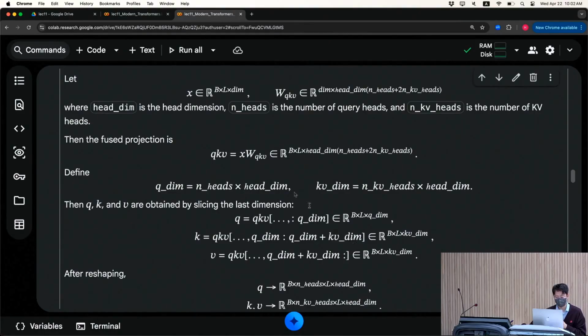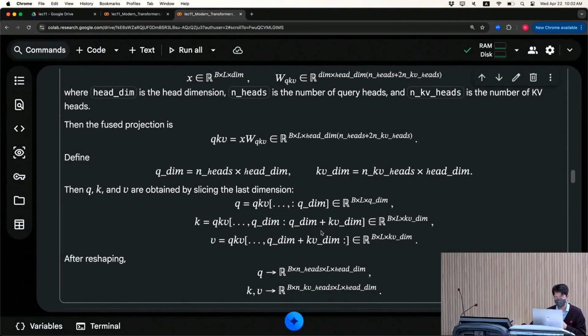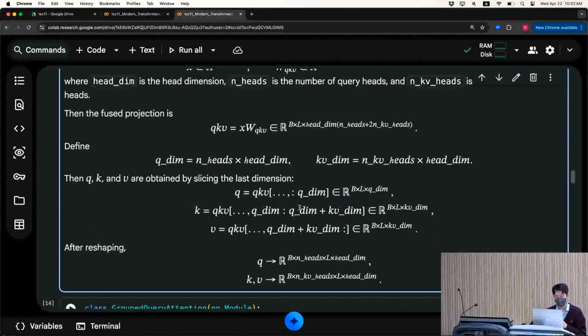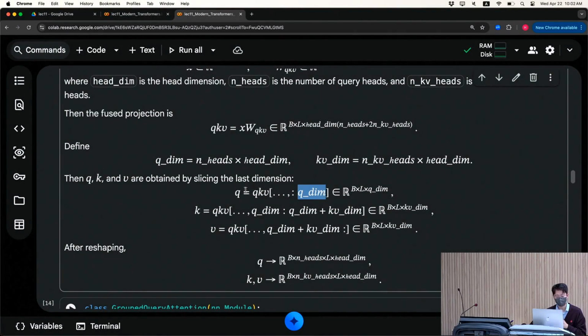So for slicing the result, we already know the dimensions for Q, K, and V here. It's already given to you. So given the output here, the first Q dimensions are going to be the query activations. And from the first Q dimension to whatever is plus KV dimension, this is going to be the key. And basically, if we move same amount, then that's going to be value.